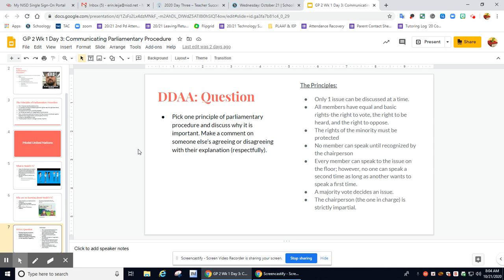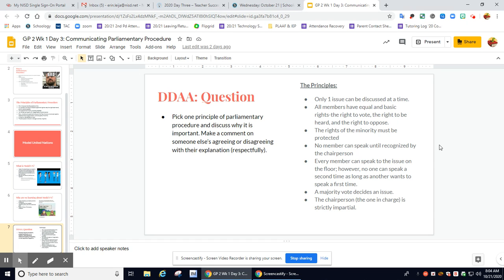So your DA question today is to pick one of these parliamentary procedures and discuss why it is so important. Why is it important when we're having a discussion, when we're having a debate, when we're having some kind of argument? And make a comment on someone else's, agreeing or disagreeing with their explanation. Remember, you want to be respectful. We're having discourse here. We're not having a shouting match.